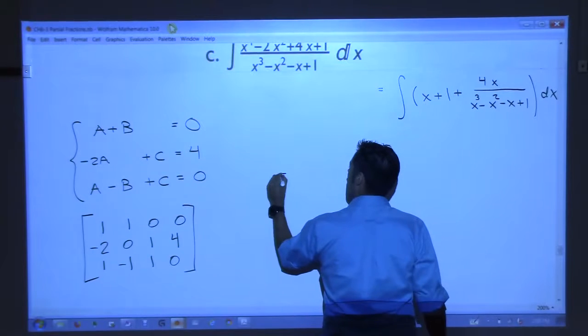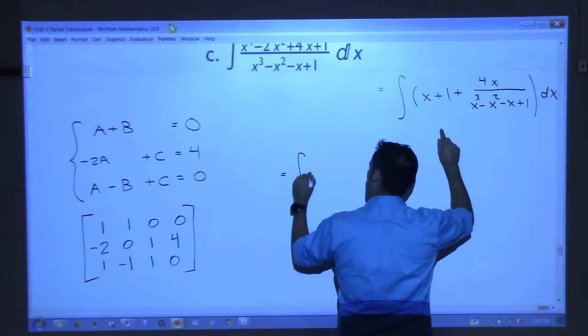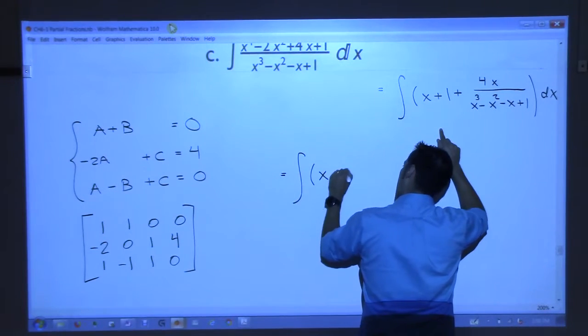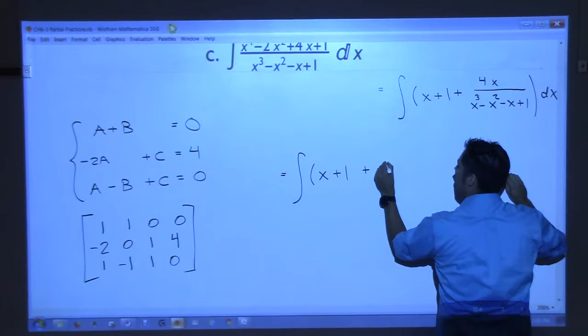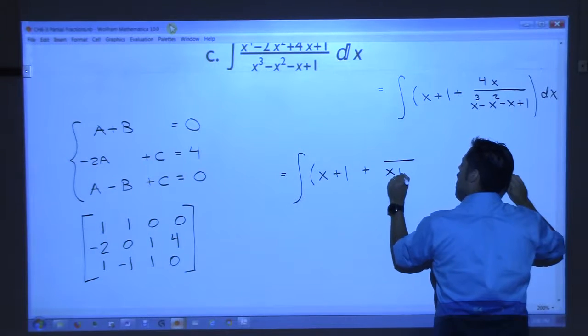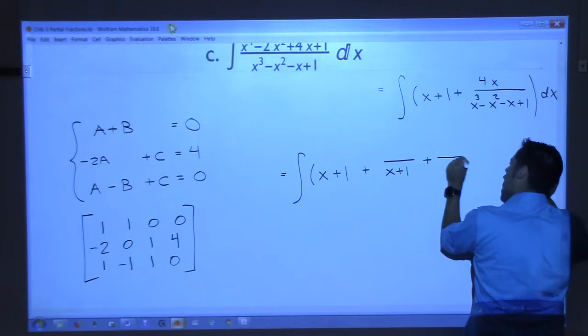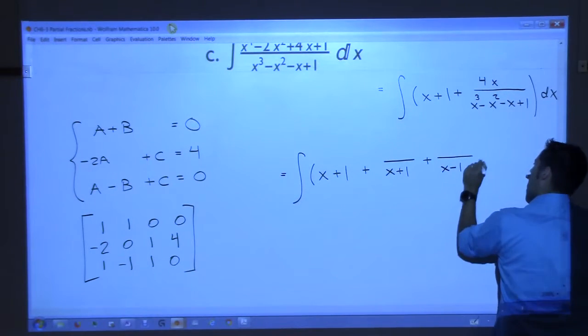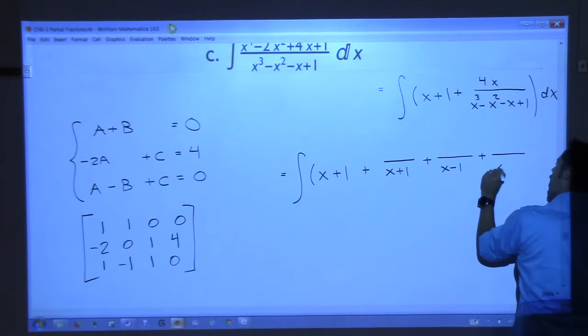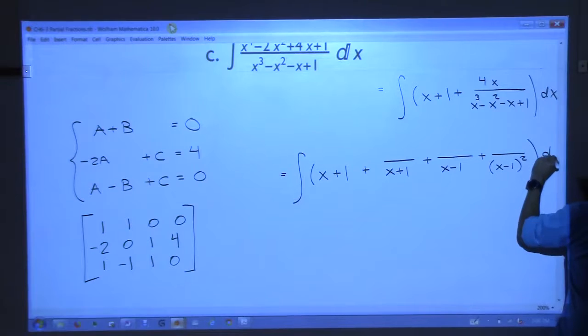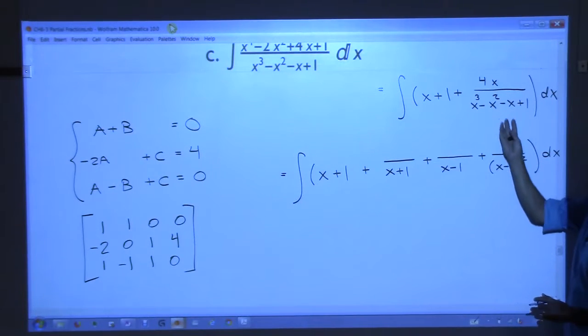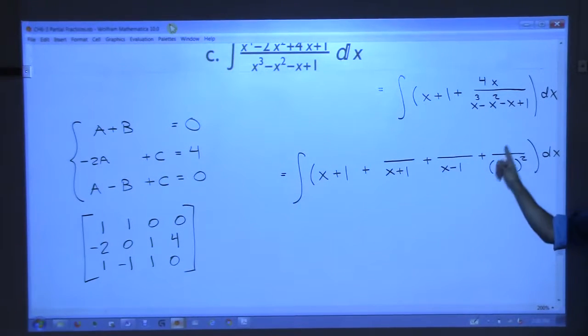So this integral is going to become the integral of x plus 1 plus a over x plus 1 plus b over x minus 1, and then c over x minus 1 squared. Right? That's what we were going to get. This last piece was going to turn into a over this, b over this, c over this.